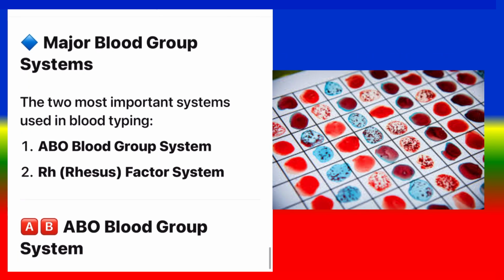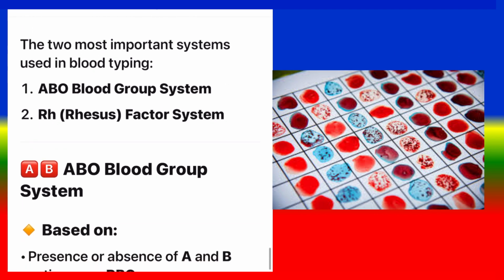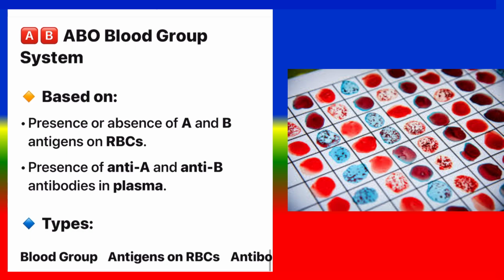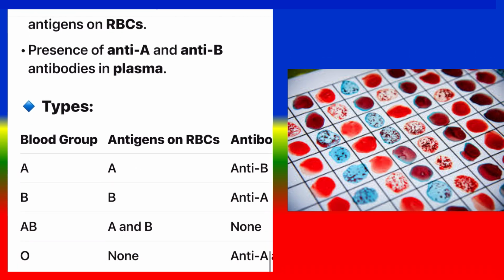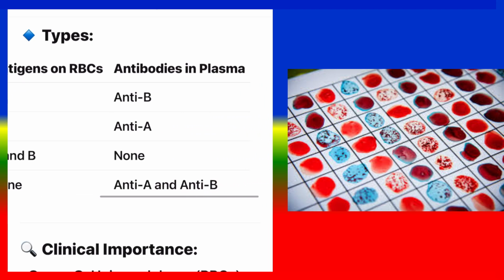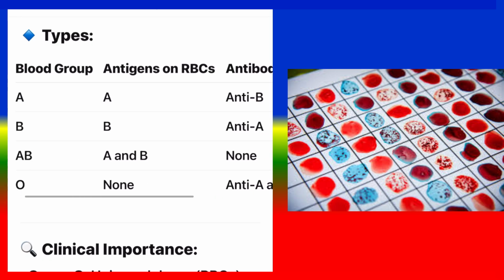The two most important systems used in blood typing: 1. ABO blood group system. 2. Rh, rhesus factor system. The ABO system is based on presence or absence of A and B antigens on RBCs, and presence of anti-A and anti-B antibodies in plasma. Types, antigens on RBCs, antibodies in plasma: A, anti-B; B, anti-A; AB, A and B, none; O, none, anti-A and anti-B.